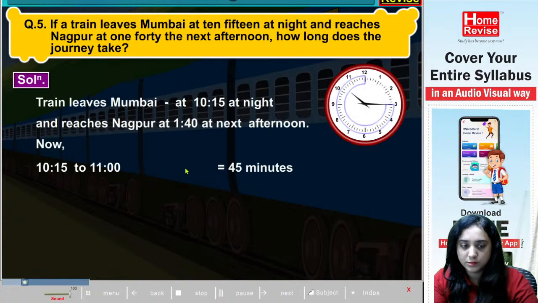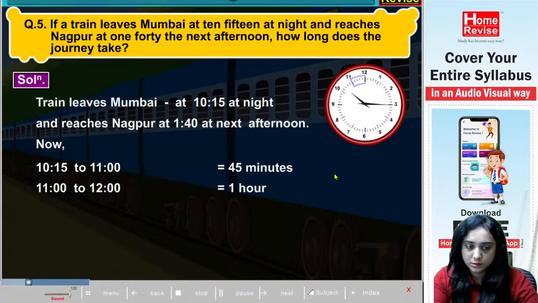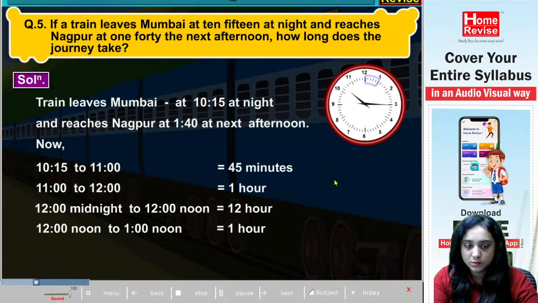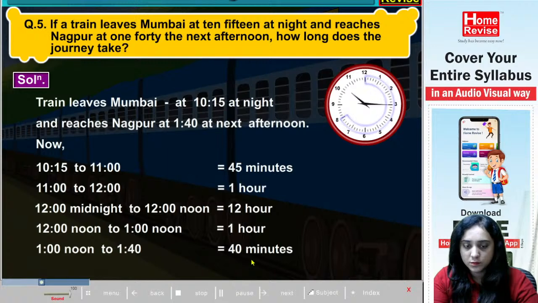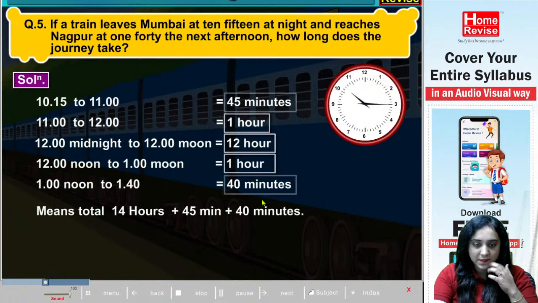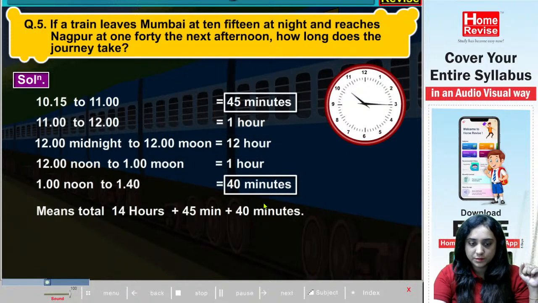Now, 10:15 to 11 is equal to 45 minutes. 11 to 12 midnight is equal to 1 hour. 12 midnight to 12 noon is equal to 12 hours. 12 noon to 1 is equal to 1 hour. 1 to 1:40 is equal to 40 minutes. And now we have to sum up all these things. Total 14 hours plus 45 minutes plus 40 minutes.